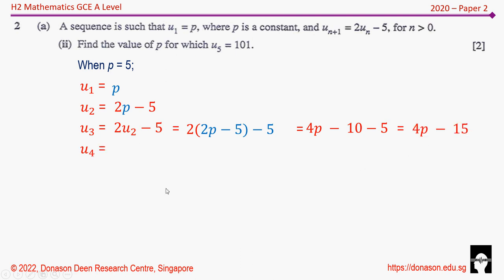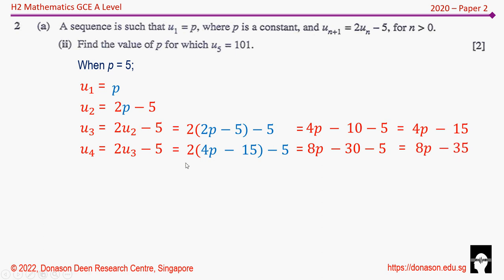That's U3. What about U4? Twice of U3 minus a 5. So twice of this U3, 4P minus 15, we will replace it with that. And from that, let's subtract a 5. Twice of 4P is, of course, 8P. And twice of minus 15 is minus 30. And then you have got a minus 5. So minus 30 and a minus 5 is going to make it into minus 35. So that is U4, but what we need to equate is U5.